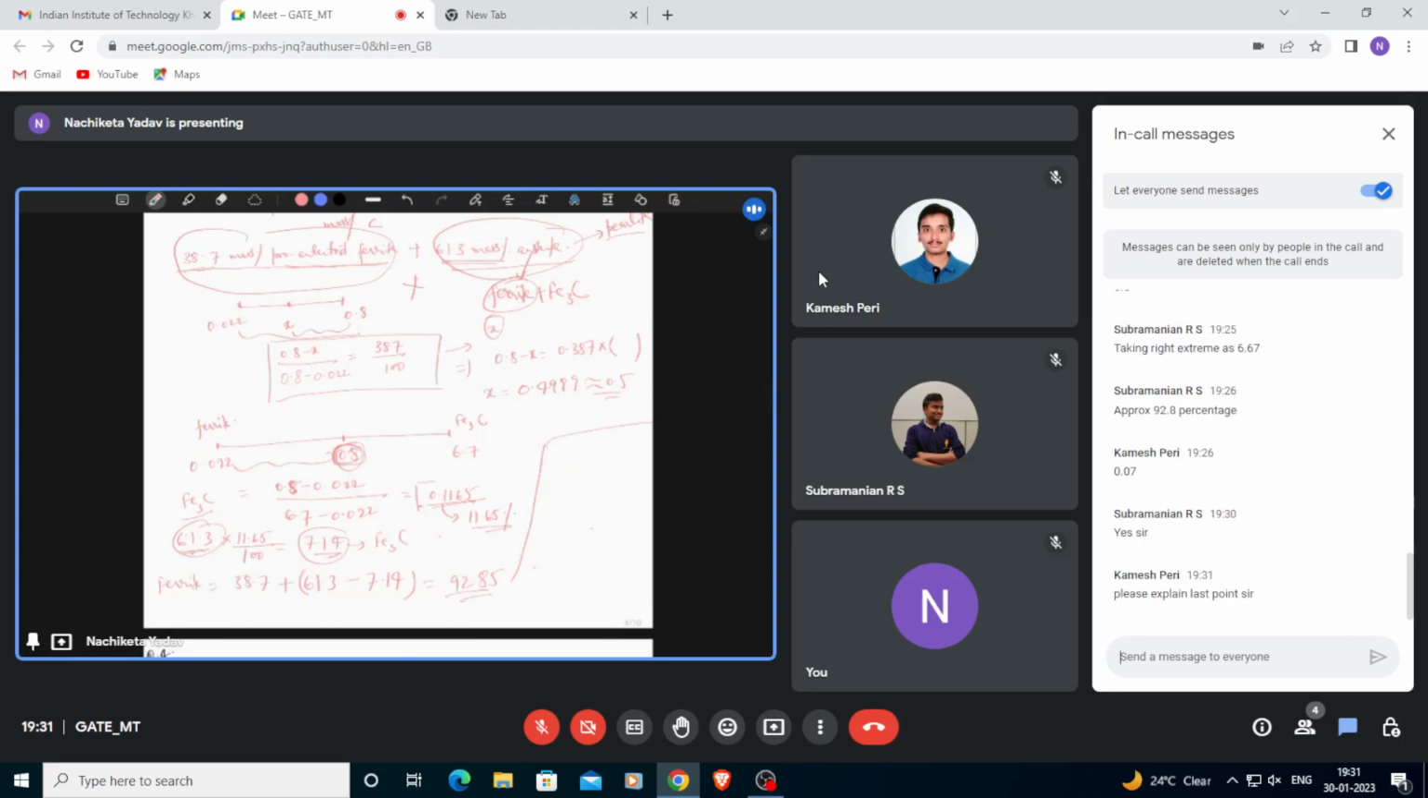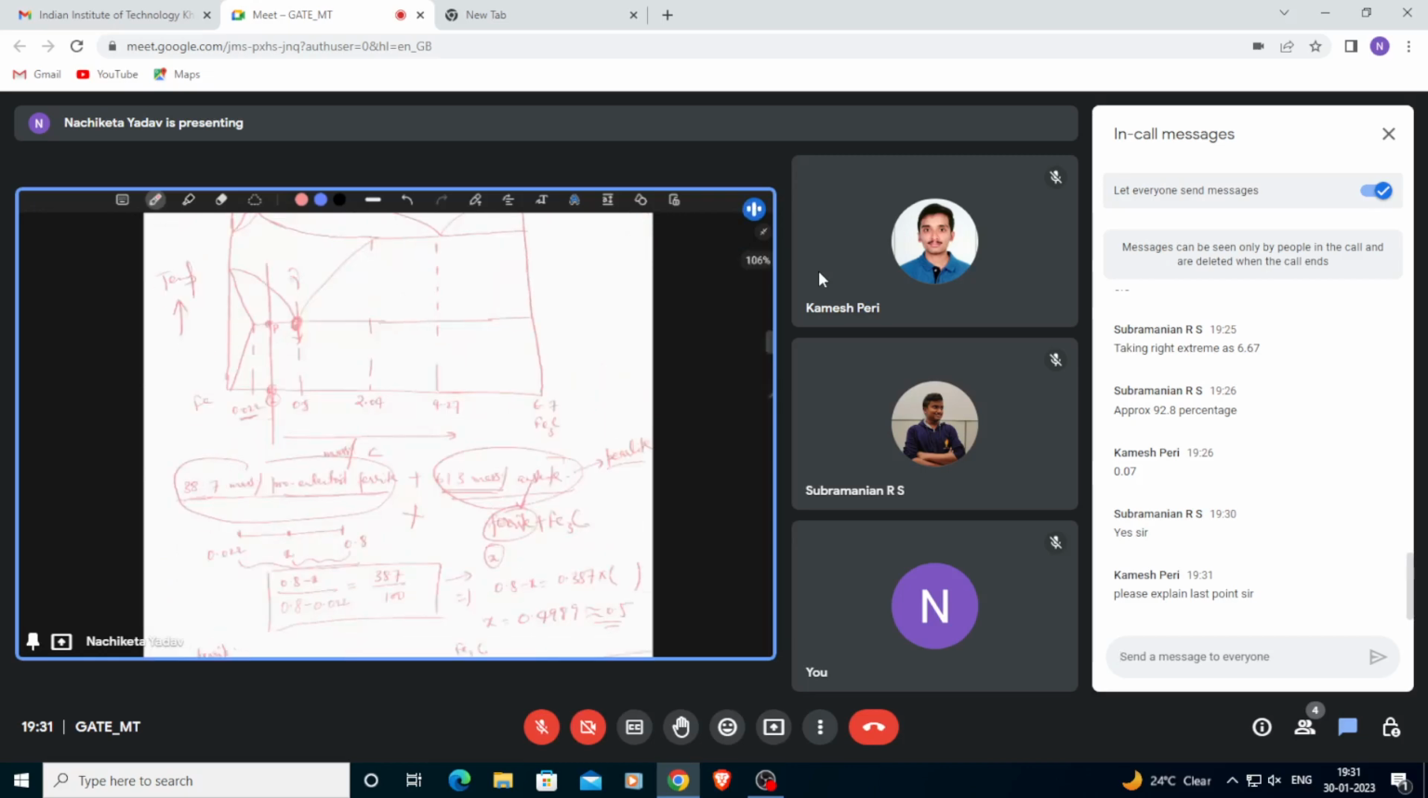Which point? Okay. See, here you know gamma phase, right? And this is perlite. Perlite means fully perlite. This point. If we go this way, we will get perlite plus austenite ferrite, and if we go this way, we will get perlite plus cementite, right? So this perlite is actually cementite plus ferrite.